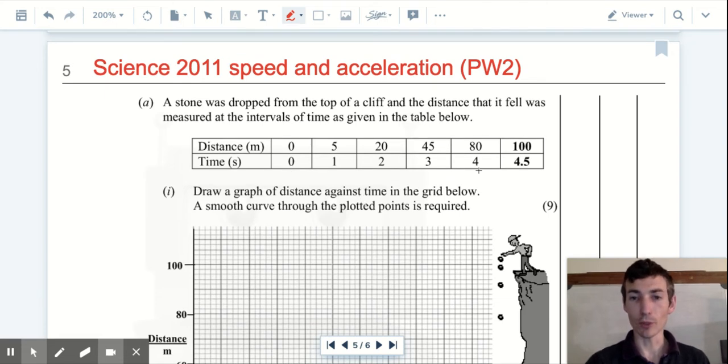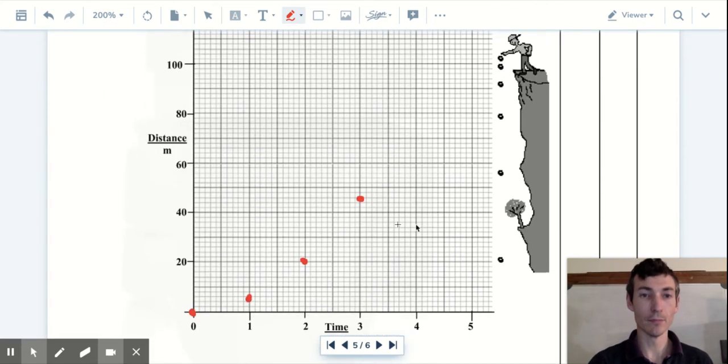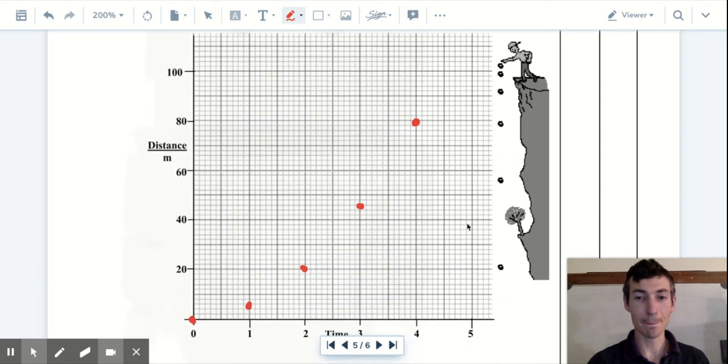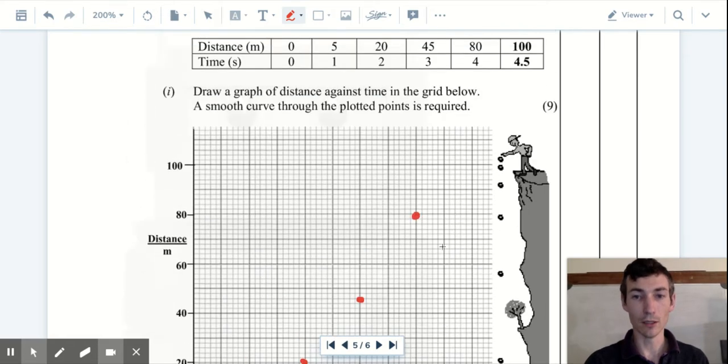80 meters and 4 seconds. There's 80 meters. Okay, and that has to meet up with 4 seconds. Right there. Okay. And then final one, 100 meters after 4.5 seconds. So 100 meters is here, and we want to find out where's 4.5 seconds. Well, there's 4, there's 5 seconds, 4.5 seconds, right in the middle. Okay, so that is right there.